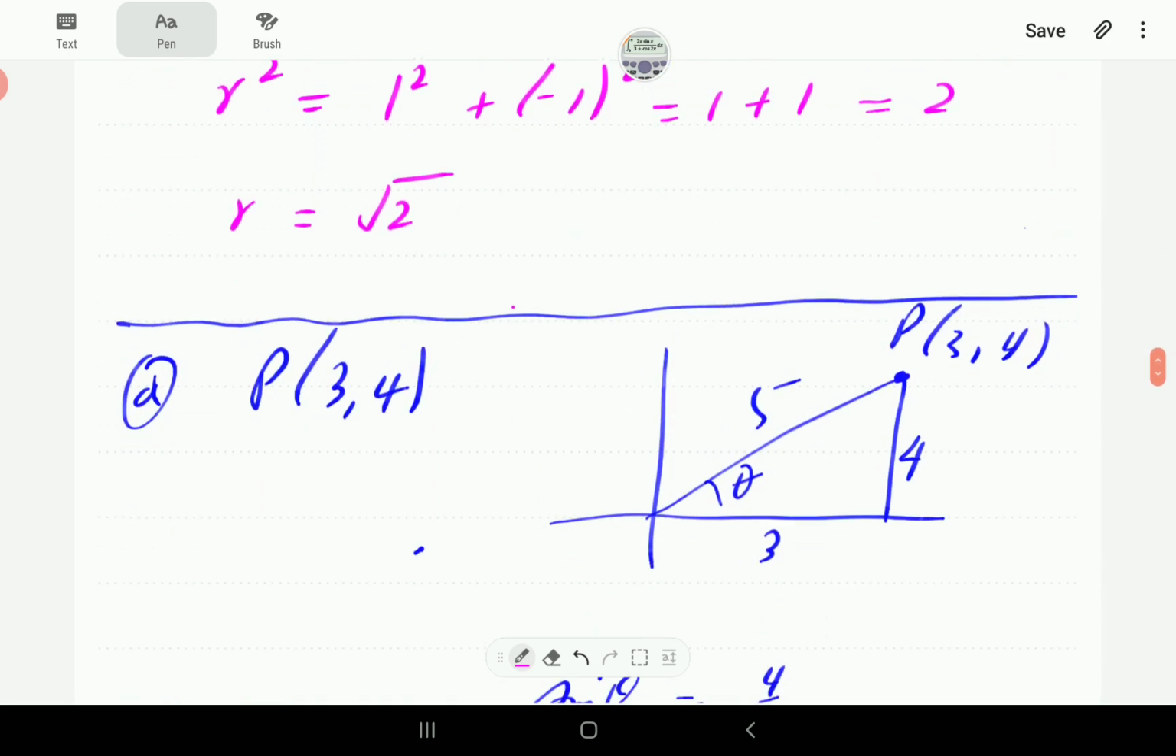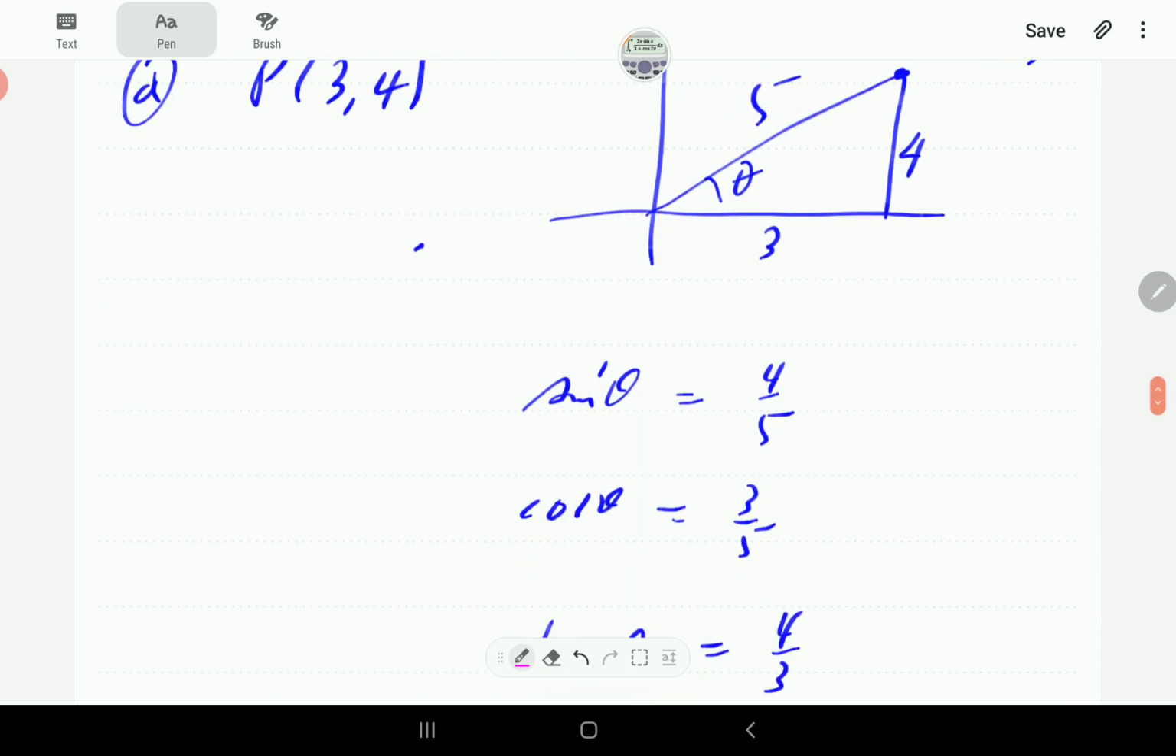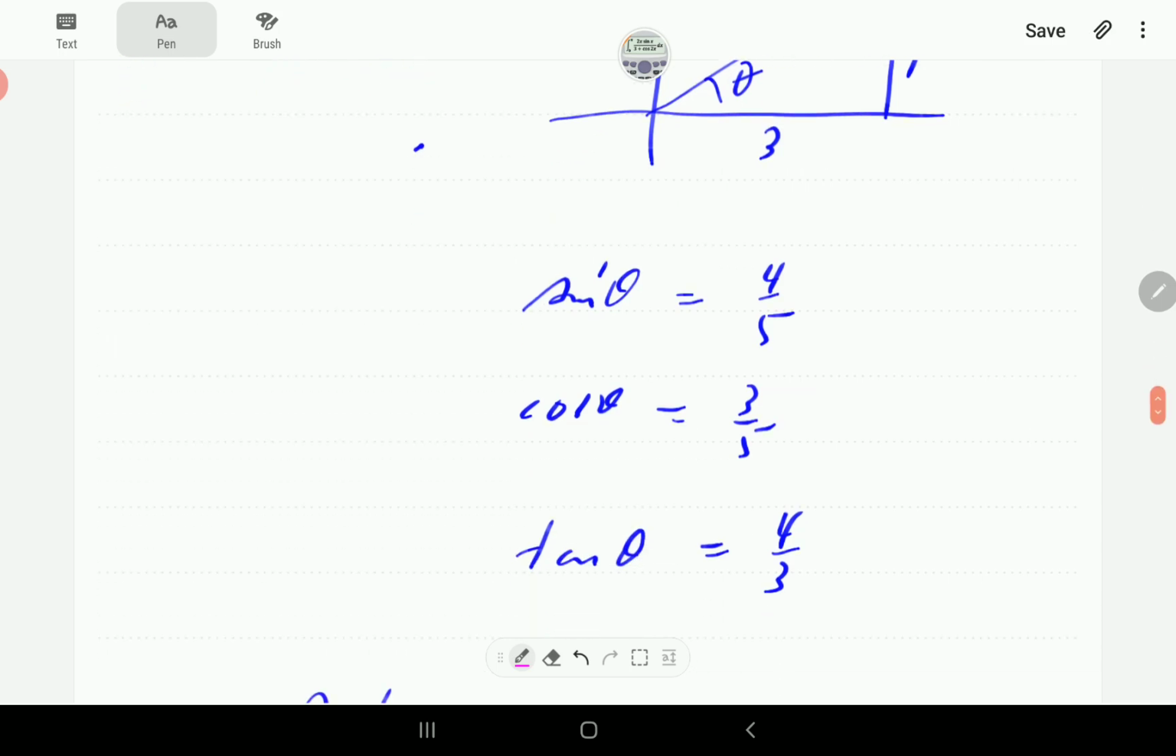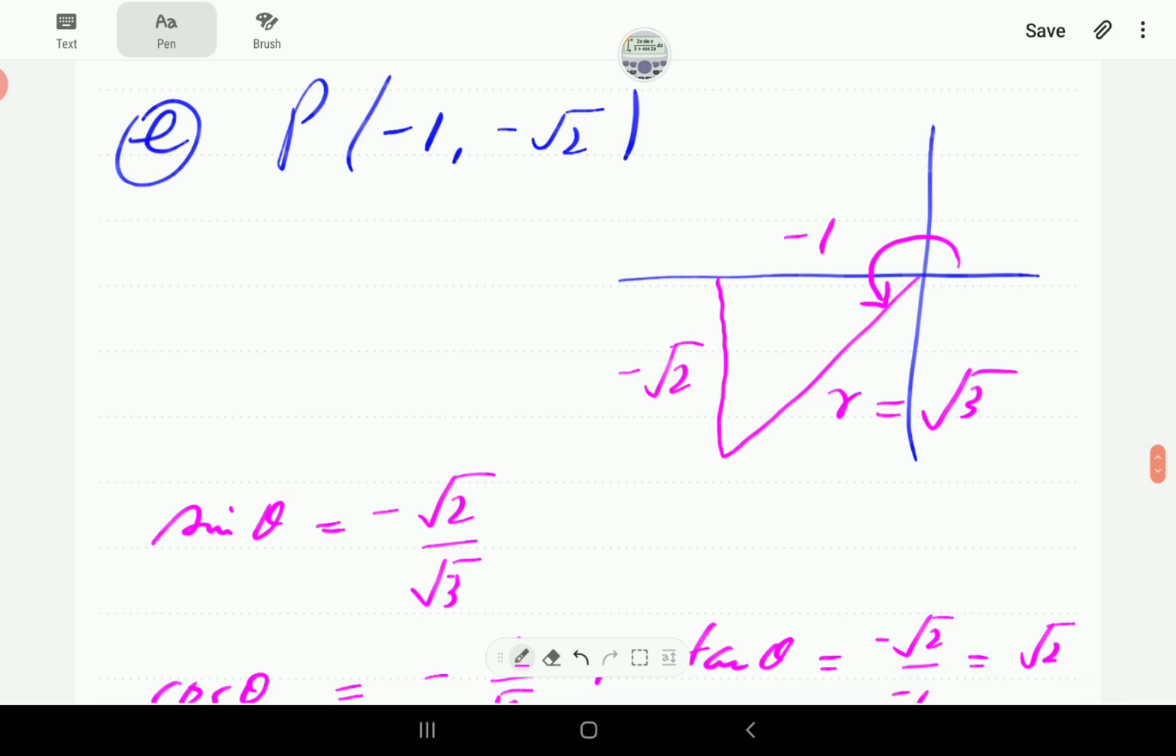For D, we have the point (3, 4). So x is 3, y is 4, and we're going to be in the first quadrant. If you use Pythagoras, you should find that the hypotenuse is 5. So sine theta is 4 over 5, cosine theta is 3 over 5, and tangent theta is 4 over 3. We are in the first quadrant, so all three of them are positive.